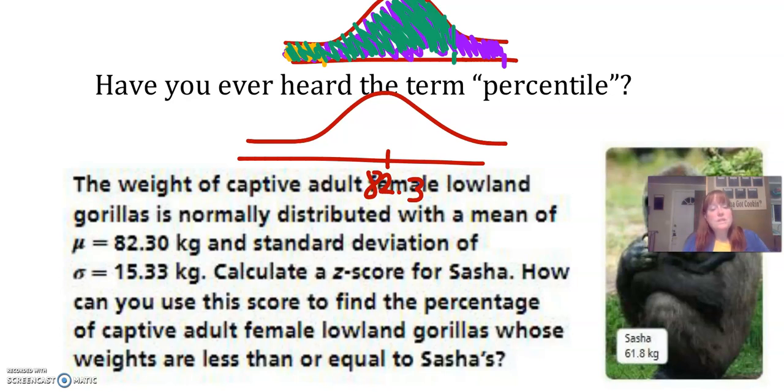And so what we notice right away is that she is not exactly one standard deviation away, right? We can use the empirical rule when you're exactly one standard deviation away, or exactly 2 standard deviations away, or exactly 3 standard deviations away. We can use the empirical rule and we don't have to calculate a z-score. But 61.8 is not exactly one standard deviation away from 82.3. So we have to calculate a z-score, see how many standard deviations away from the mean she is, and then we're going to use our calculator to figure out the actual area under the curve.